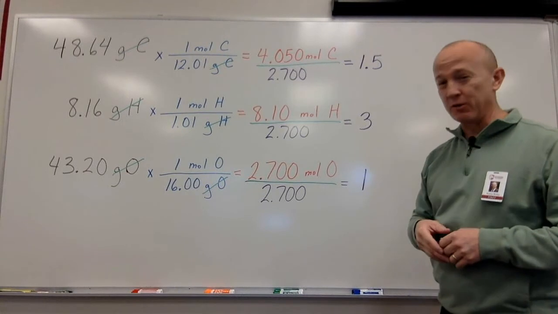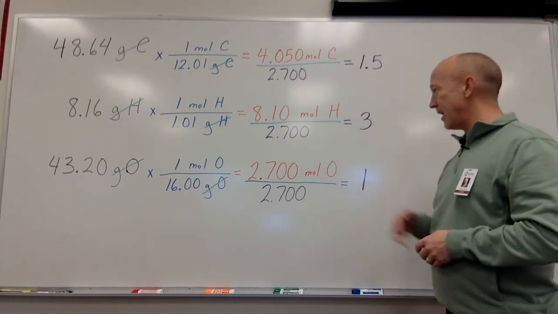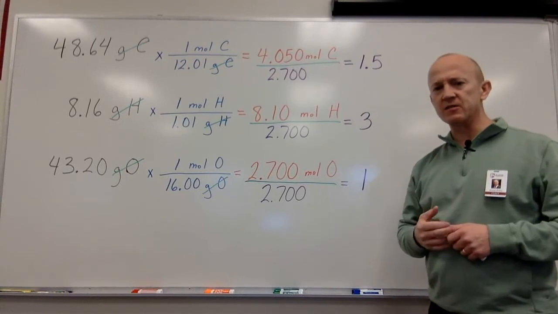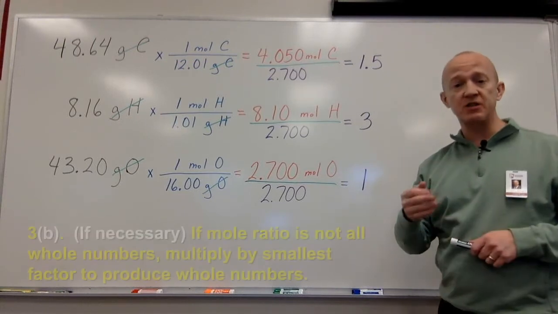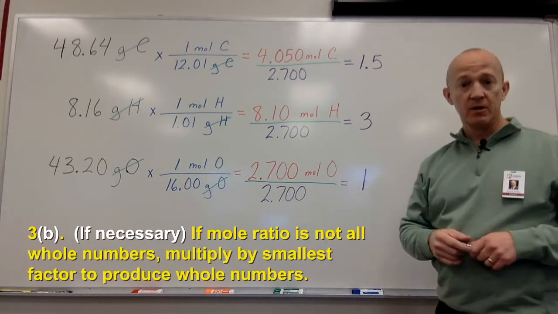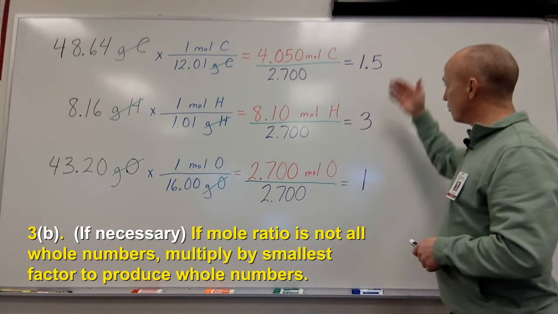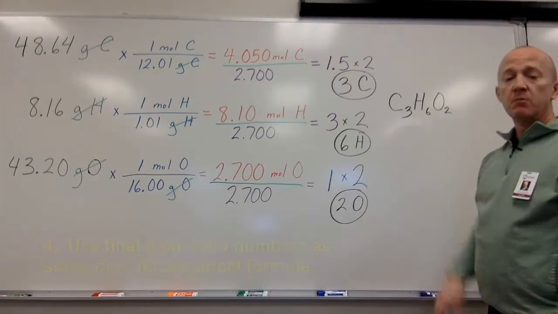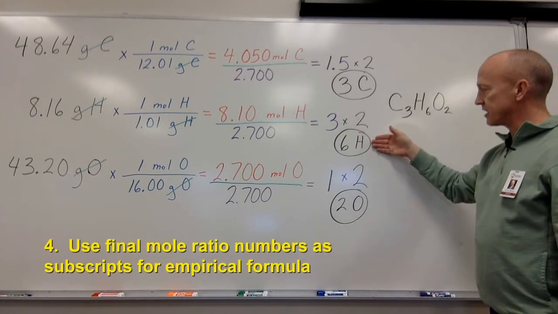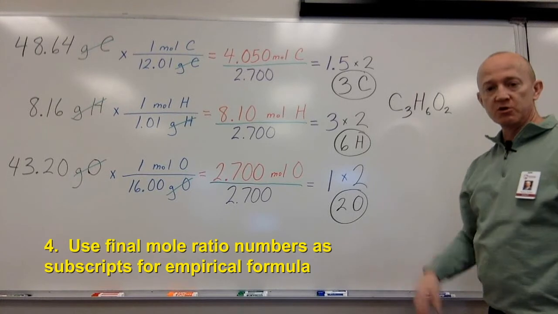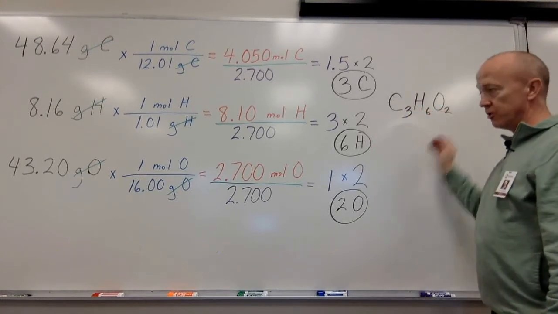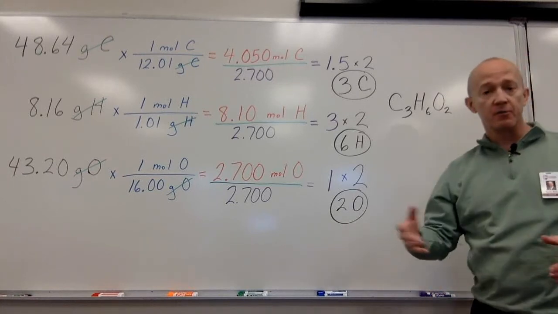We can't have an empirical formula that's C1.5H3O. That just won't work. So how can we adjust that to make these whole numbers? The answer is we'll multiply by a whole number. In this case, 2. Multiplying by 2 will give us whole numbers for each of our elements. Multiplying each by 2 gives us 3 moles of carbon for every 6 moles of hydrogen for every 2 moles of oxygen. C3H6O2. That is our empirical formula for this compound.